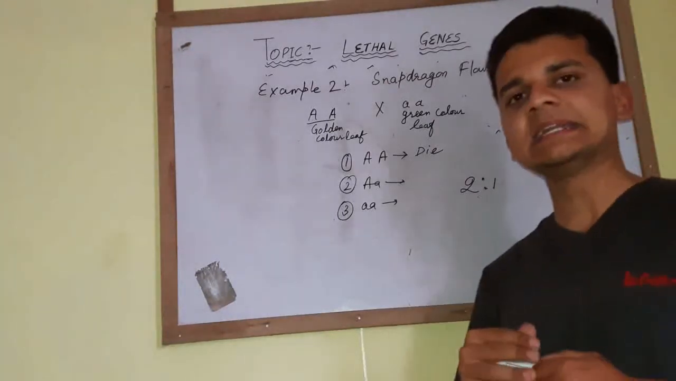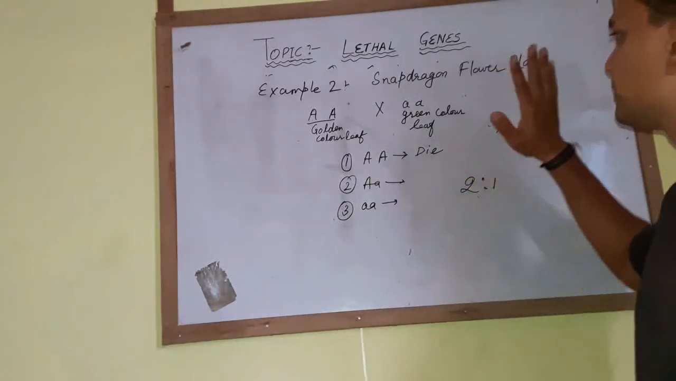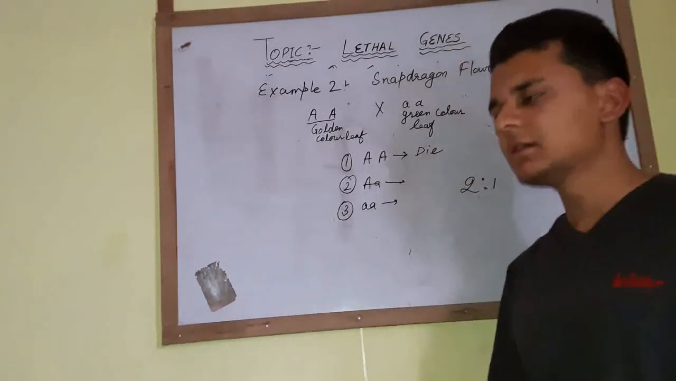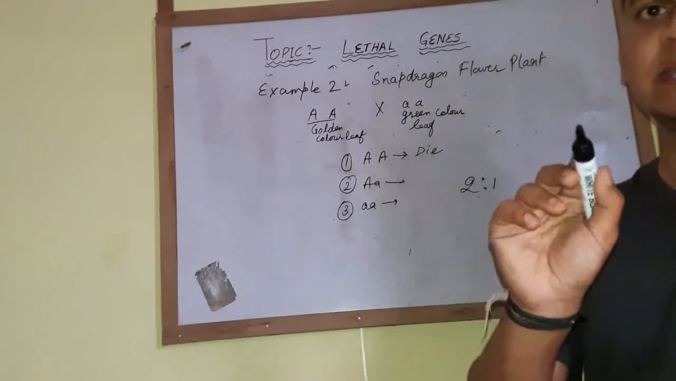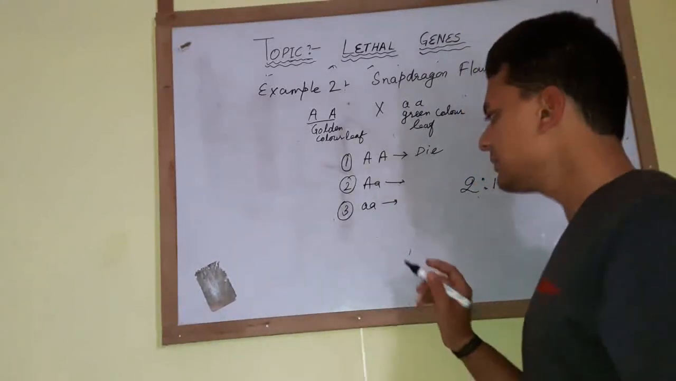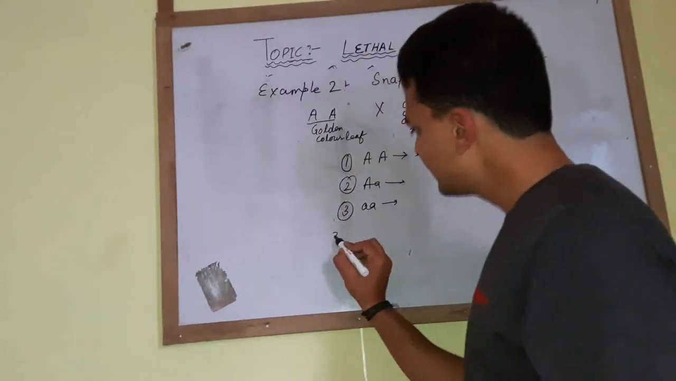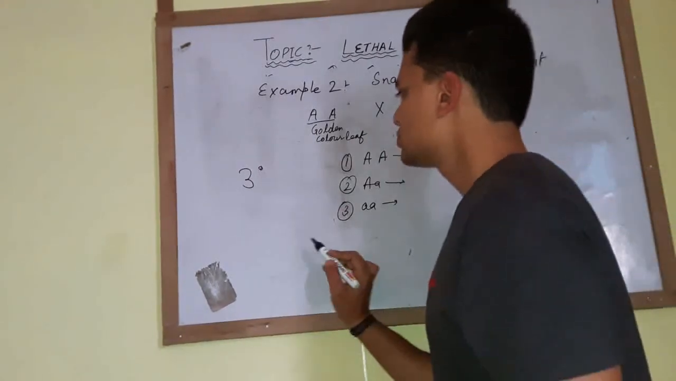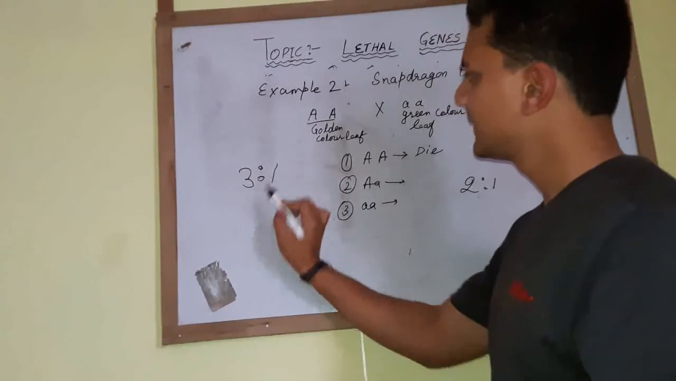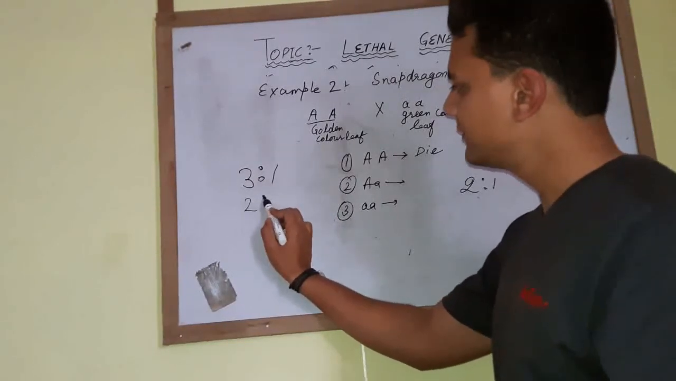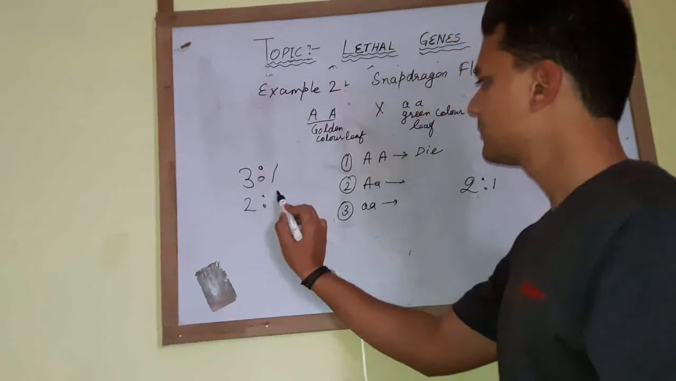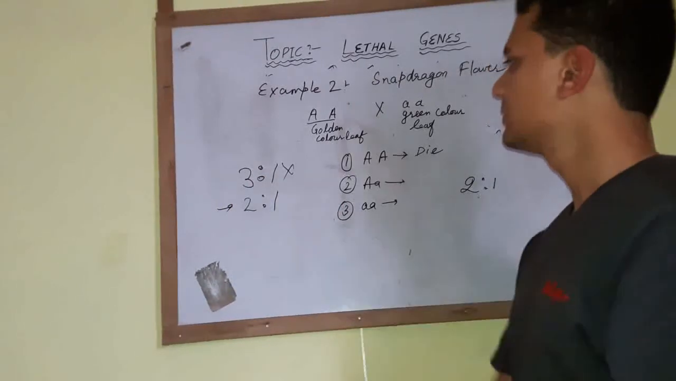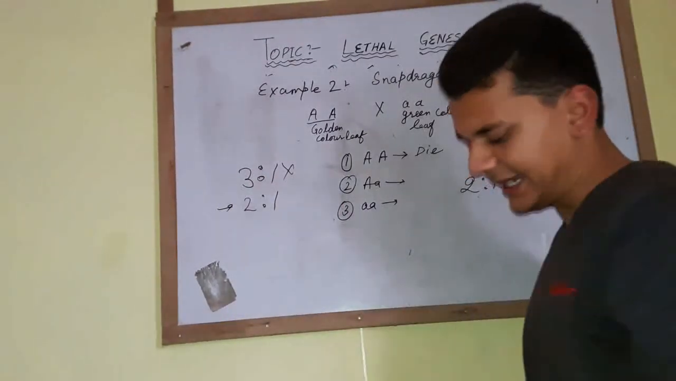So these are certain cases in which lethal genes are seen naturally, and the ratio that we will get in case of lethal genes will be a little different, right? The normal ratio according to Mendel was 3:1, right? But in case of lethal genes, the ratio will come as 2:1, right? So this is the lethal gene case and this is the normal case, right? So this was the end of the topic.